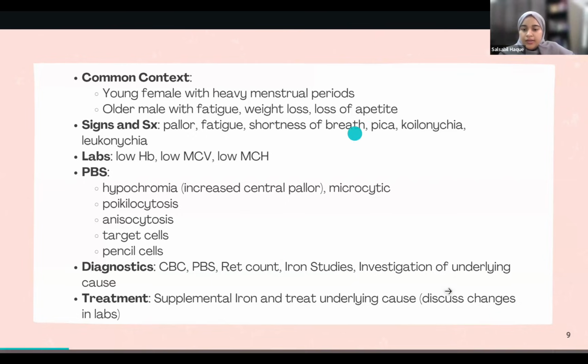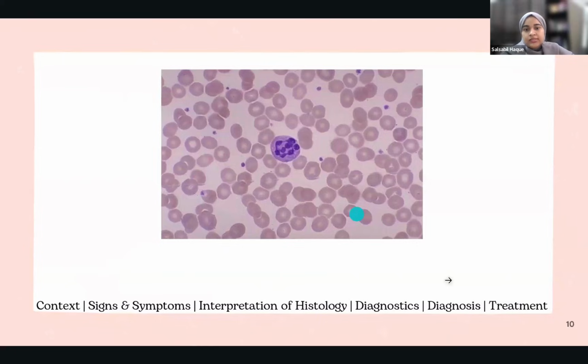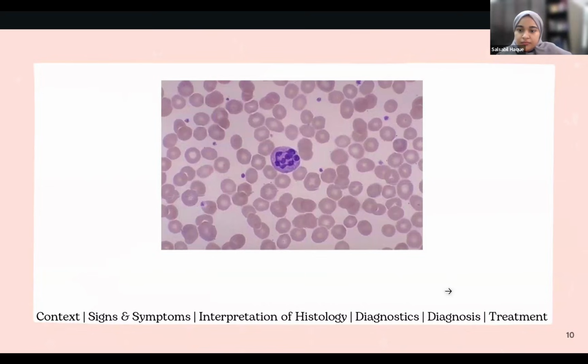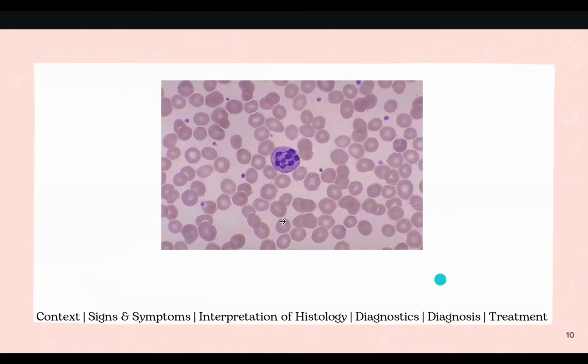Okay, now next. Can anyone tell me what this is indicating, or what are you seeing here? Hypersegmented neutrophil. Yeah, so it's megaloblastic. Yes, it's a megaloblastic anemia. And what about these cells? What do they indicate? Large RBCs. Yeah, exactly. Macrocytes, yes. So these are macrocytes.